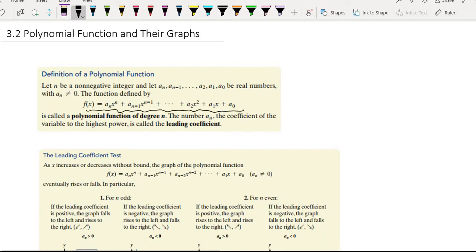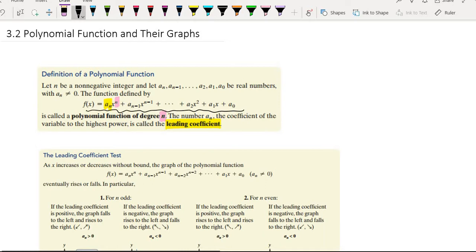The main thing you need to know is the degree of the polynomial function, which is the n right here. I'm going to label this n. Basically, that is your highest power. Another very important thing we need to know is the leading coefficient. In this case, right here, that is the leading coefficient.